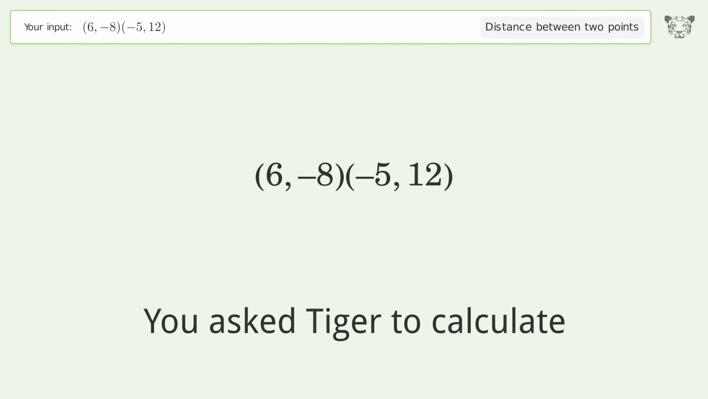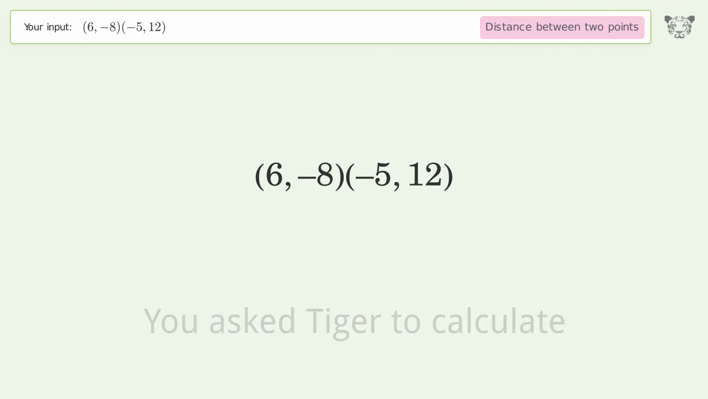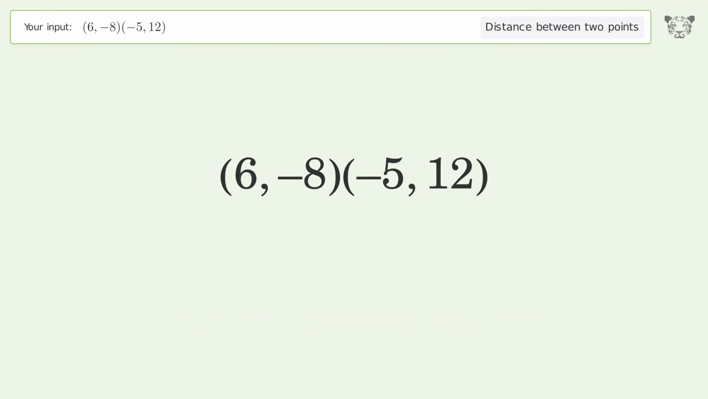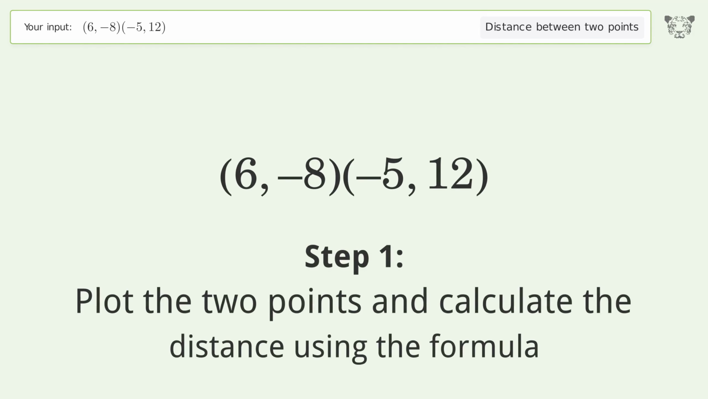You ask to calculate the distance between 2 points. The distance between the 2 points is the square root of 521, or 22.825. Let's solve it step by step. Plot the 2 points and calculate the distance using the formula.